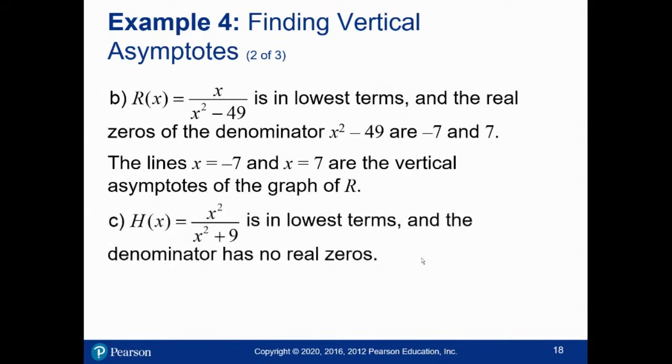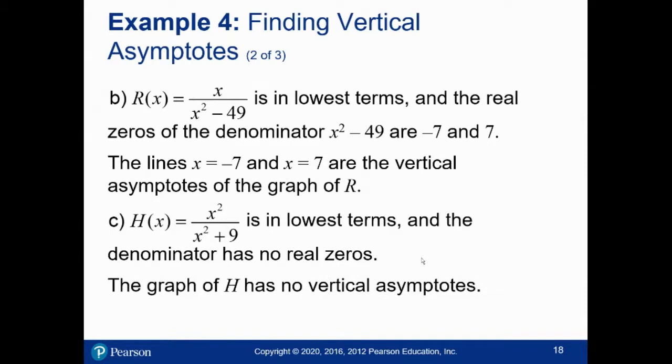For c, the roots of the numerator are 0, and the denominator has no roots, so there are definitely no roots in common. Therefore, it has no vertical asymptotes. There are no roots of the denominator, so it just doesn't have any. That's fine. That can happen.